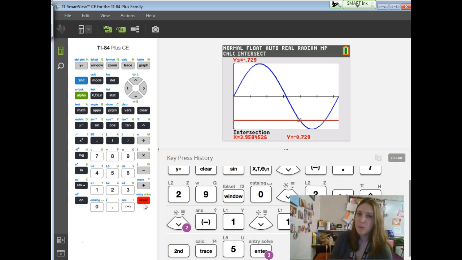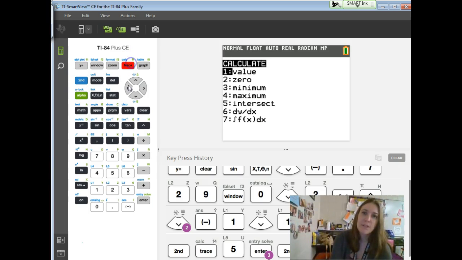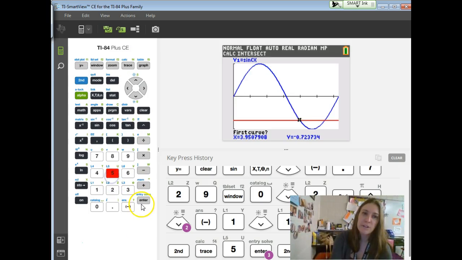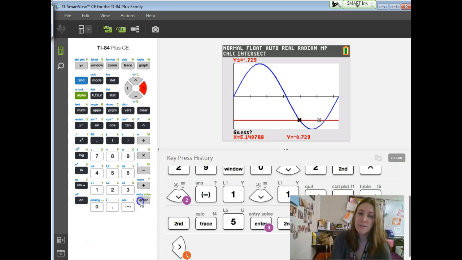So we're going to write down 3.9584. I forgot what it said to round to. And we're going to do that again. But this time, before you hit enter the third time, you need to get closer to the other intersection point. Otherwise, it's going to keep finding the same one over and over again. So 5.466, whatever they wanted us to round to.